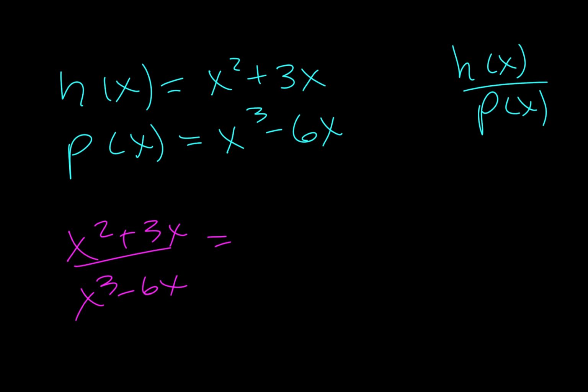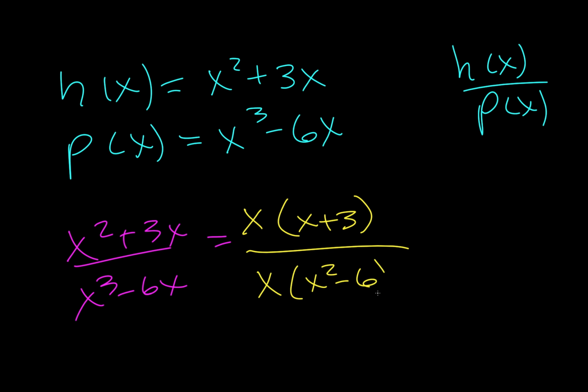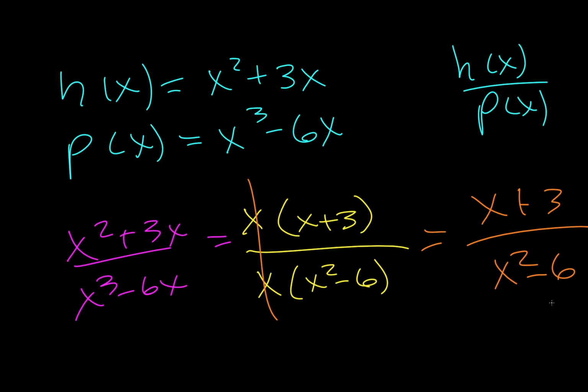Both of these can only be factored using the reverse distribution thing. So they both have an x in common, so I took out one x, put it right there, and then x plus 3 is left. And then these only have an x in common, so I'm left with x squared minus 6. This time these x's cancel, and then we're left with x plus 3 over x squared minus 6. And that's all we can do.